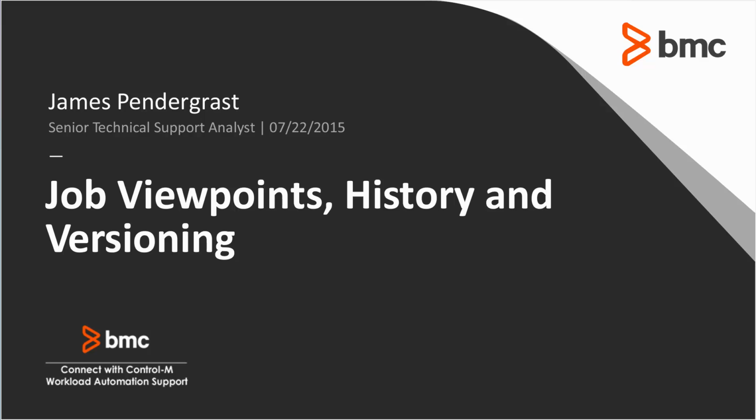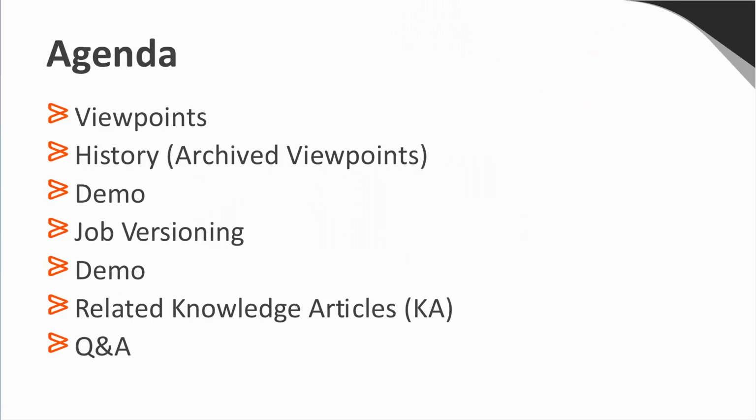Let's move on to the agenda. We're going to start by looking at viewpoints. Viewpoints are simply how we look at the jobs in the current active environment, which jobs display and how they display. Then we'll look at history. In previous versions, it was known as Archived Viewpoints. It allows us to look at jobs for previous days. We'll do a demo on that. And then we'll move into job versioning, which allows us to view and compare versions of a job, even if the job has been deleted. We'll do a demo on that. We'll cover some helpful knowledge articles, commonly referred to as KAs, and then we'll go into a quick Q&A session.